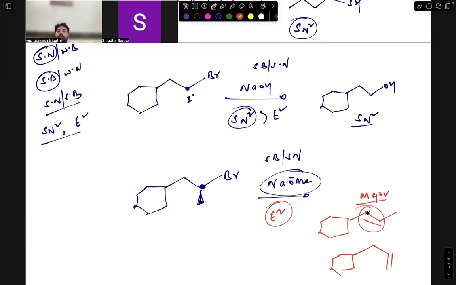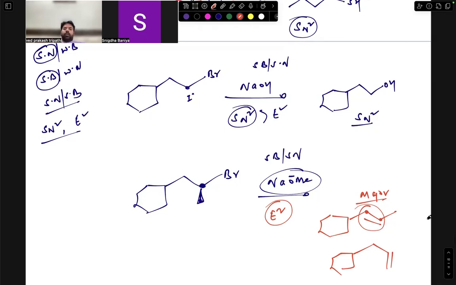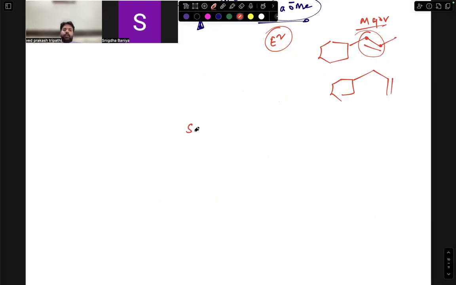And in the more substituted, if it is showing cis-trans, then you should draw the trans one. Okay? Make sense? Any doubt? No. All done? Yes. So this is all about SN1, SN2, E1 and E2. Okay? Any doubt? Perfect. So we have done this chapter.